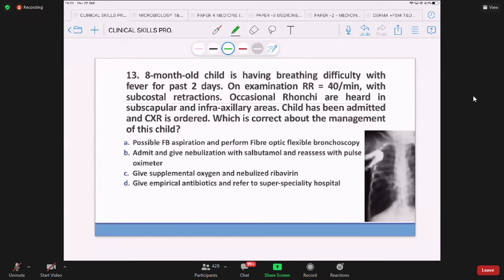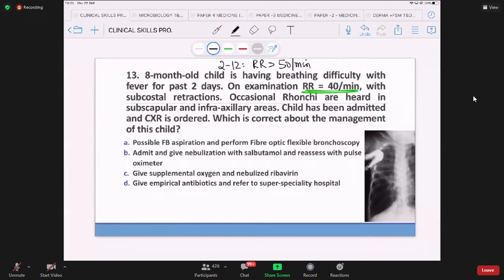A quick overview. This is an 8-month-old kid having breathing difficulty. He's having fever for 2 days, so okay, could be pneumonia. Respiratory rate is 40 per minute. That's a little faster, right? For an 8-month-old baby, that's not a very good value. You're aware from the ARI control program, no? Between 2 to 12 months of age, a respiratory rate of more than 50 is definitely a cause of concern. I think all of you are aware of the 60, 50, 40 cutoff. So at 8 months, this is definitely a cause of concern.